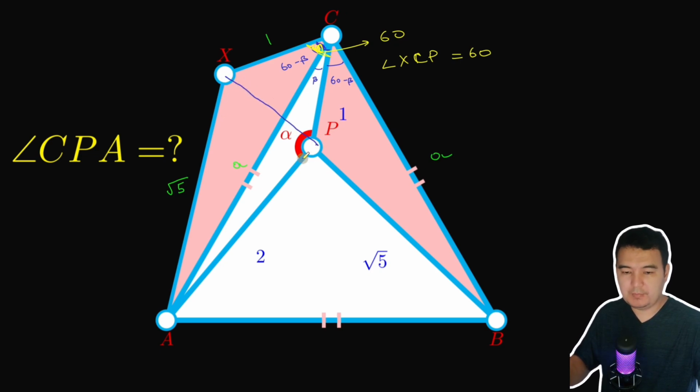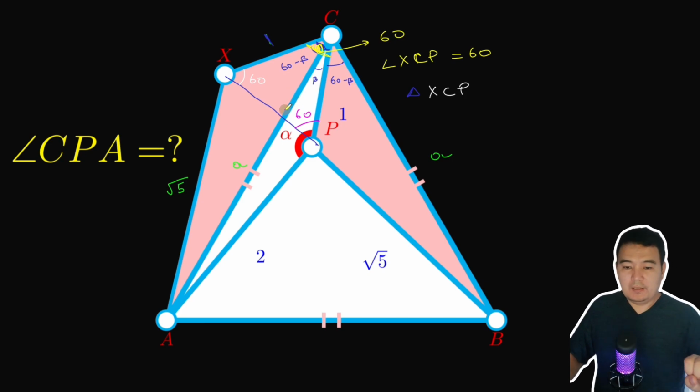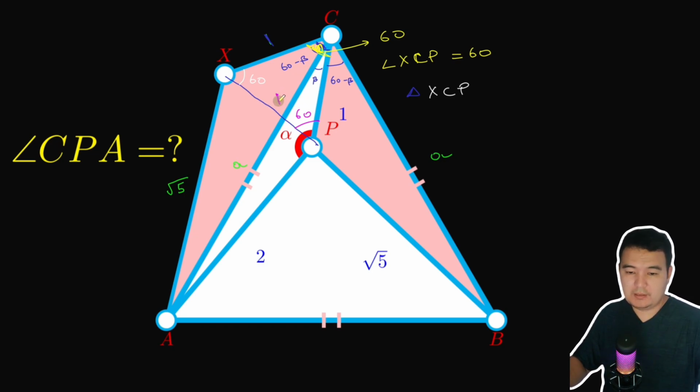And we see that if I connect X and P, I get that 60 degrees over here, and it is an isosceles triangle. So just pay attention to triangle XCP. Two of the sides, this side 1, this side 1, and the angle between them is 60. So the other two angles will be 60 and 60 also. Now we see that the triangle XCP is an equilateral triangle as well, a small equilateral triangle, which makes the other side here 1.